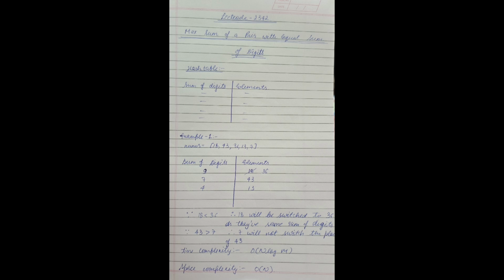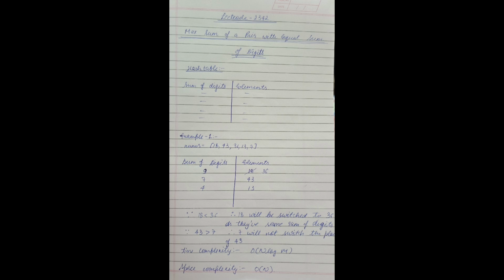So thus we will have the following hash table, in which sum of digits 9 has the element 36, sum of digits 7 has the element 43, and sum of digits 4 has the element 13. Okay, so now we will return the sum of the elements having the same sum of digits and having the maximum value among them. So now we will return the value 18 plus 36, which is 54.